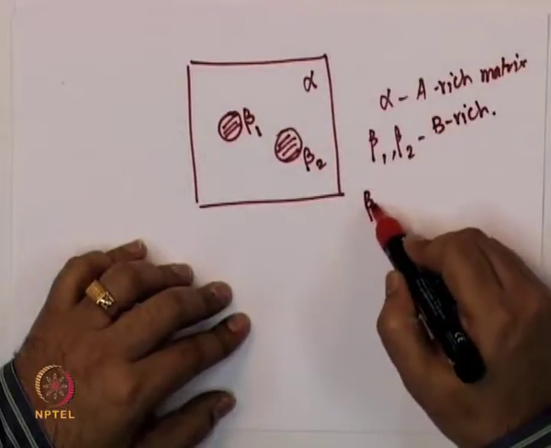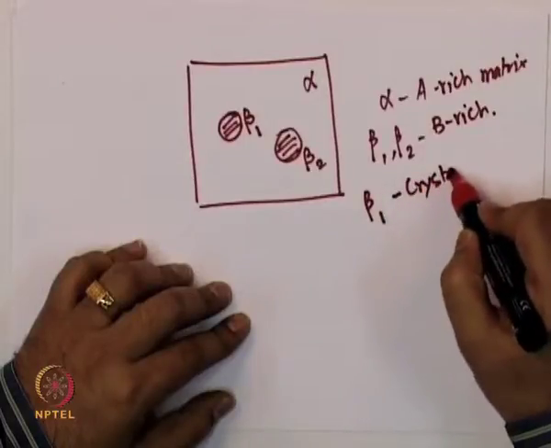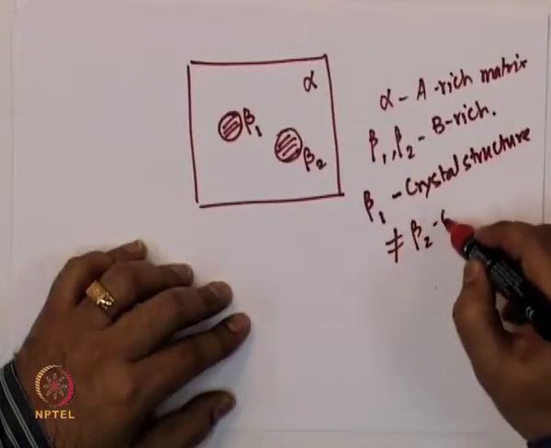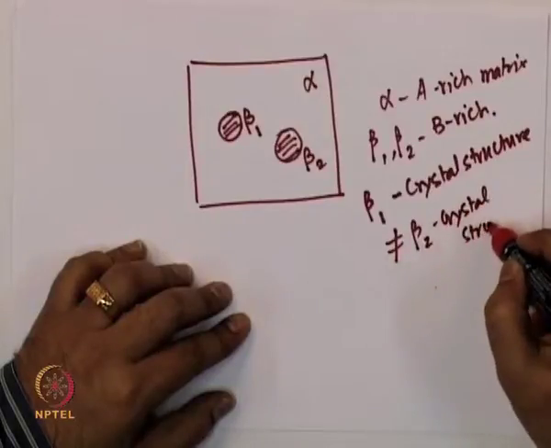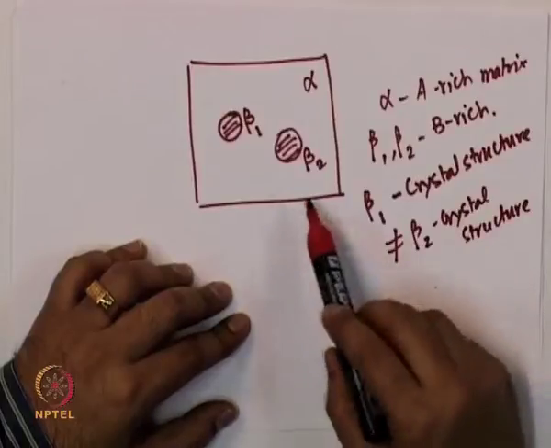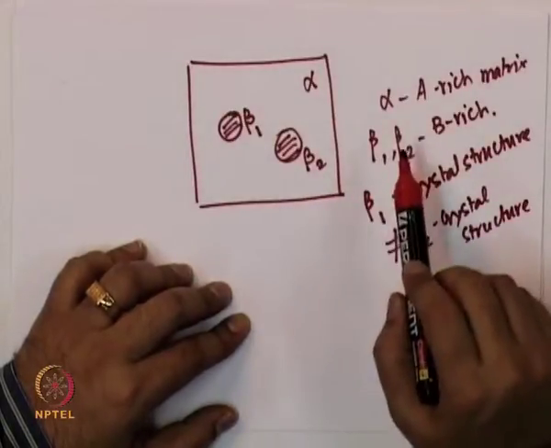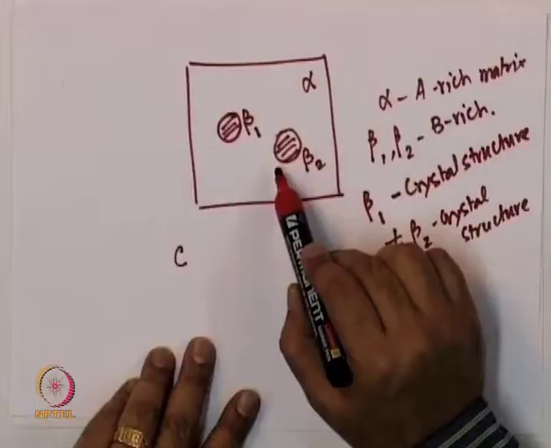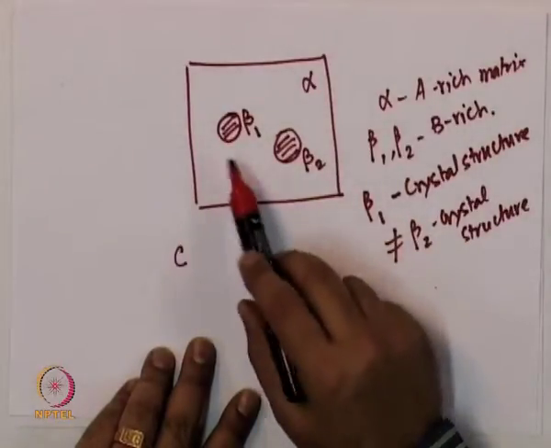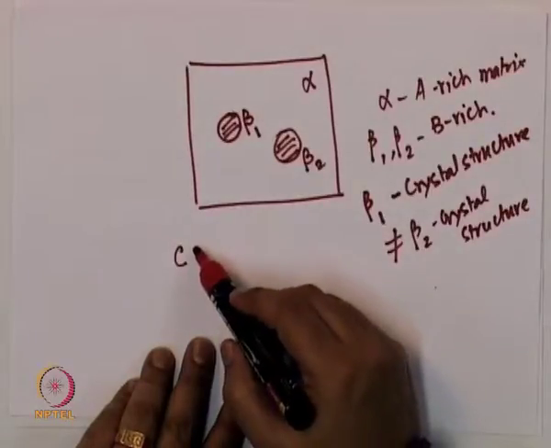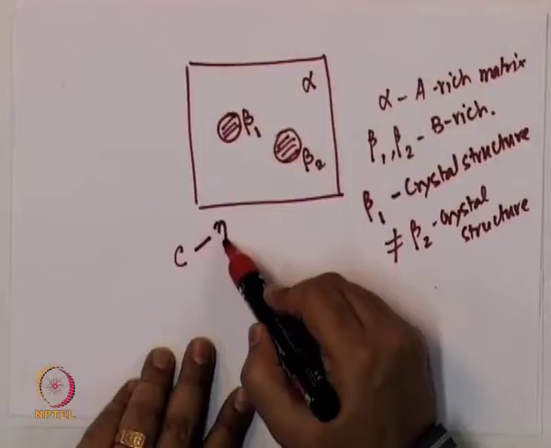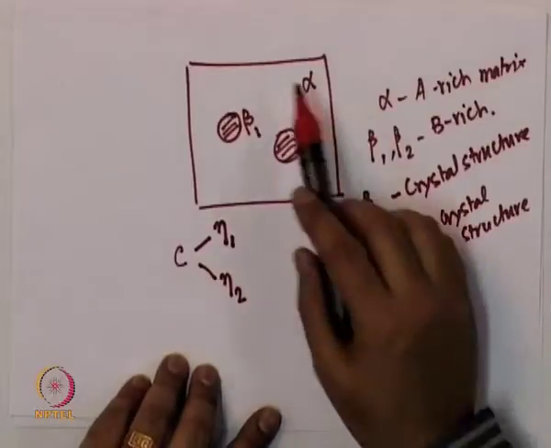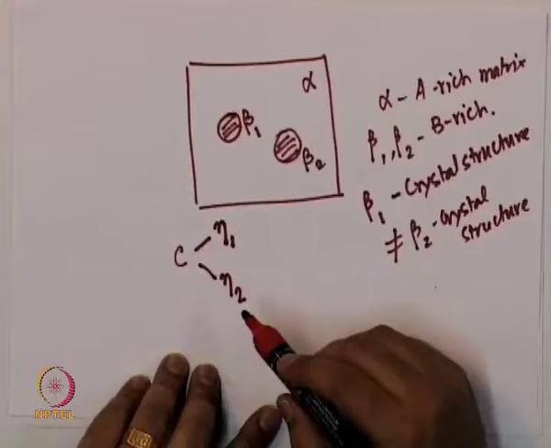Let us say that beta 1 crystal structure is not the same as beta 2 crystal structure. So, if this happens, then we need 2 order parameters. One is composition, which will say which is A rich, which is B rich, and when you have this B rich phase, then the B rich phase should be identified using eta 1 and eta 2, okay. So, at least we would need 3 order parameters in such a scenario.